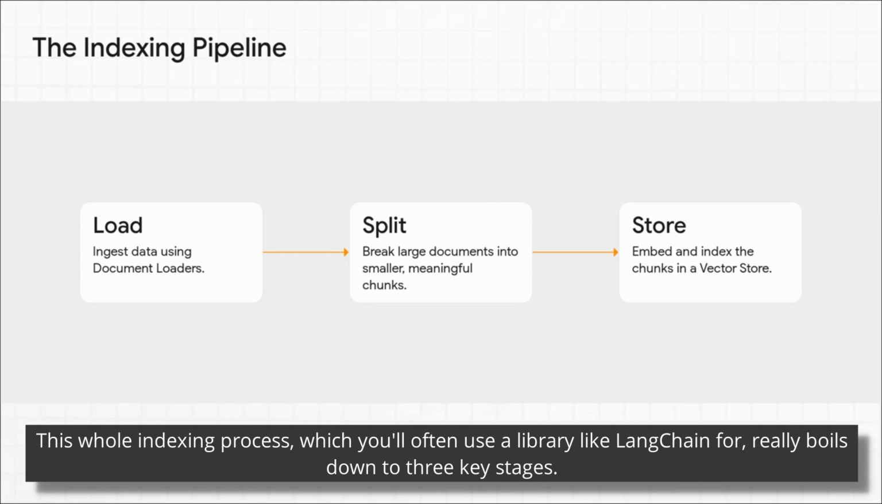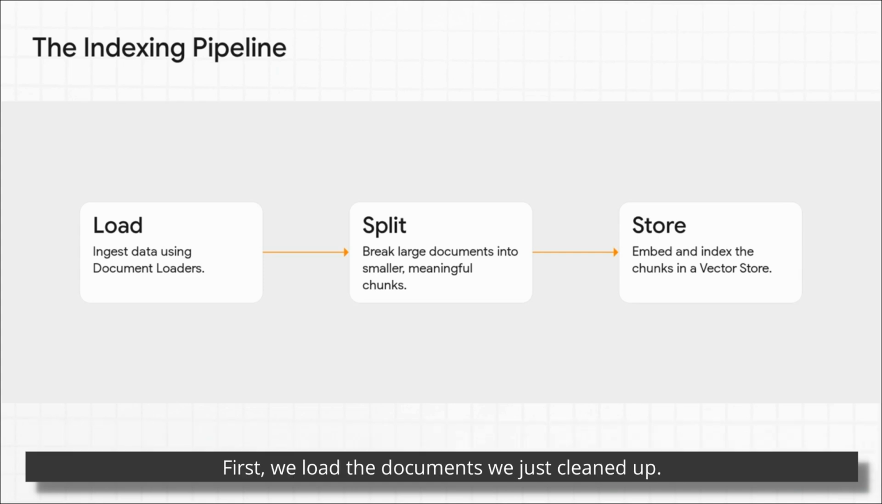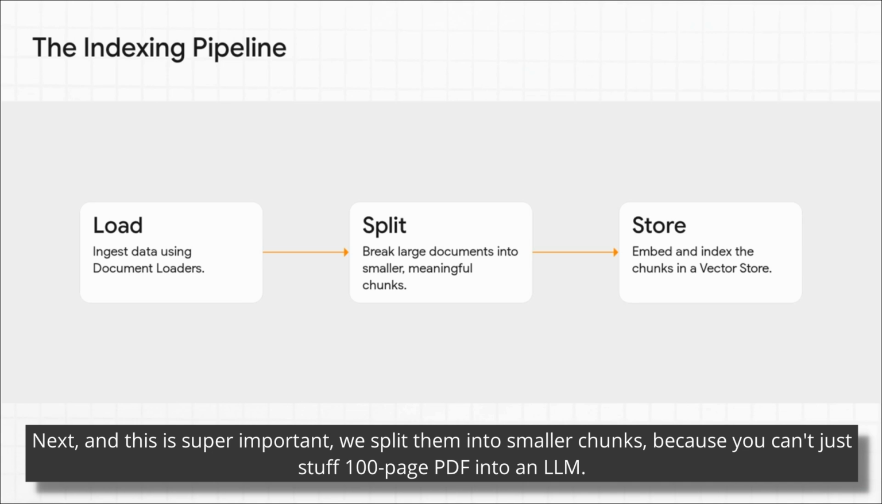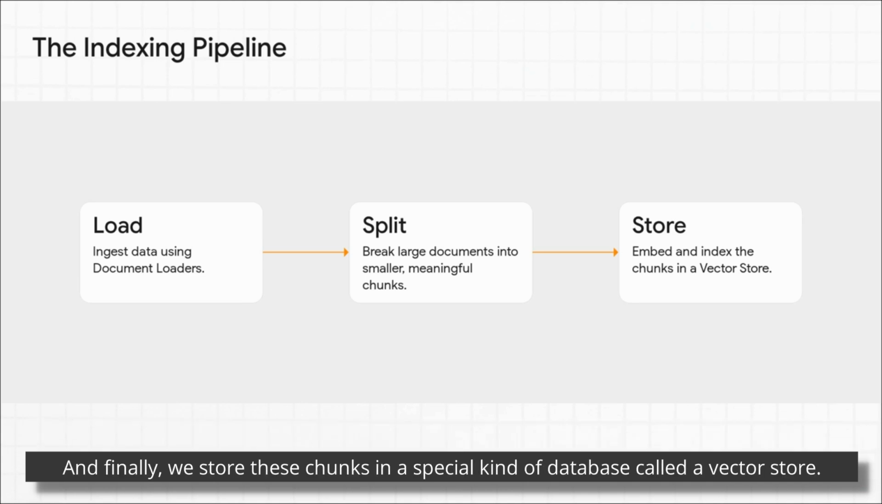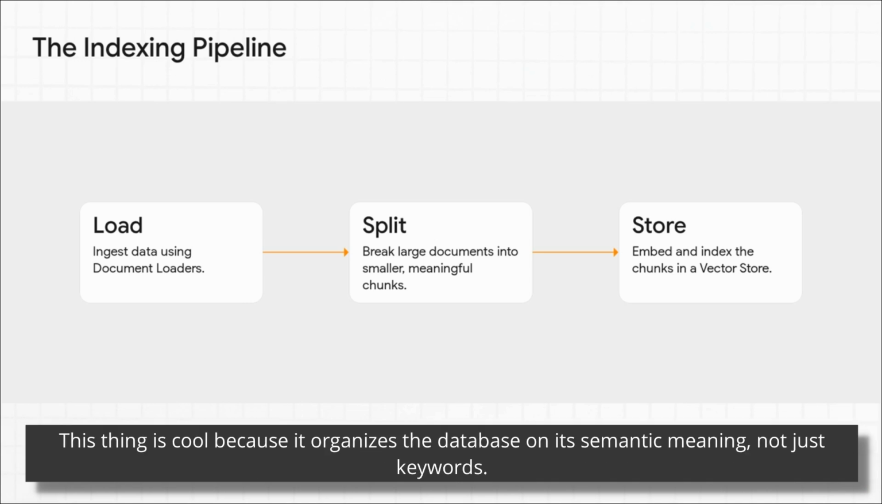This whole indexing process, which you'll often use a library like LangChain for, really boils down to 3 key stages. First, we load the documents we just cleaned up. Next, and this is super important, we split them into smaller chunks because you can't just stuff a 100-page PDF into an LLM. And finally, we store these chunks in a special kind of database called a vector store. This thing is cool because it organizes the data based on its semantic meaning, not just keywords.